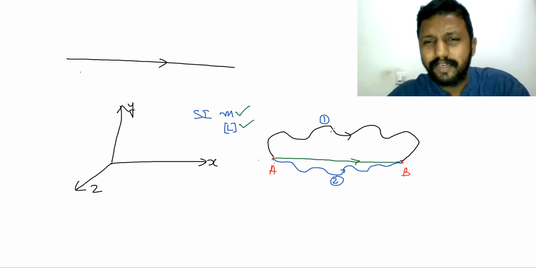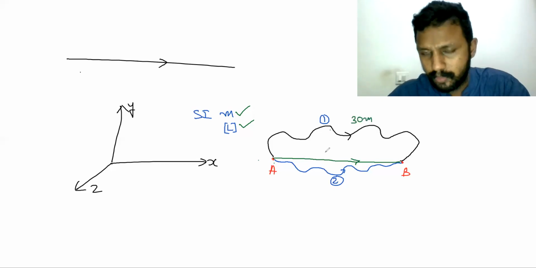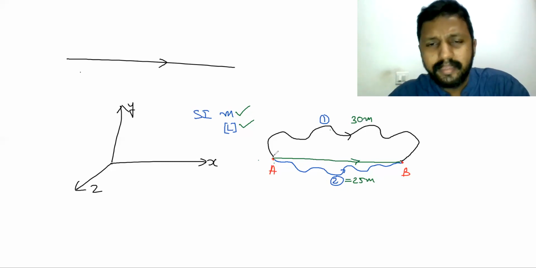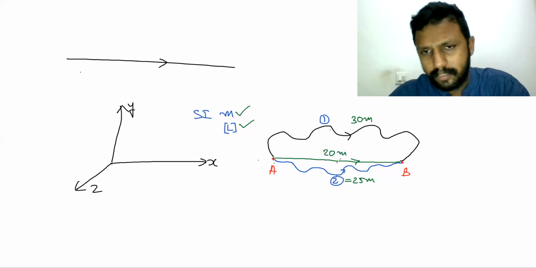If I am just giving an example, let's say the total path covered by this black color curve is 30 meter. Let's assume that. The total path covered by the blue color curve is 25 meter. From the diagram it's clear that the black color curve has more length than the blue color curve. Then the green color straight line, let's assume that this is 20 meter.